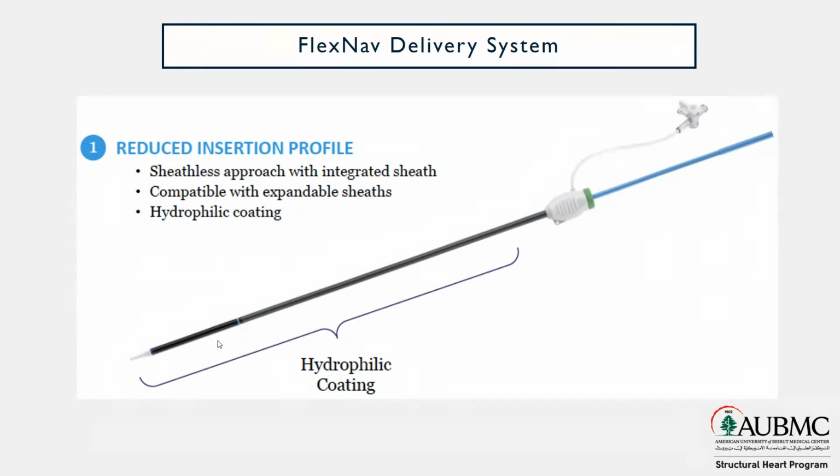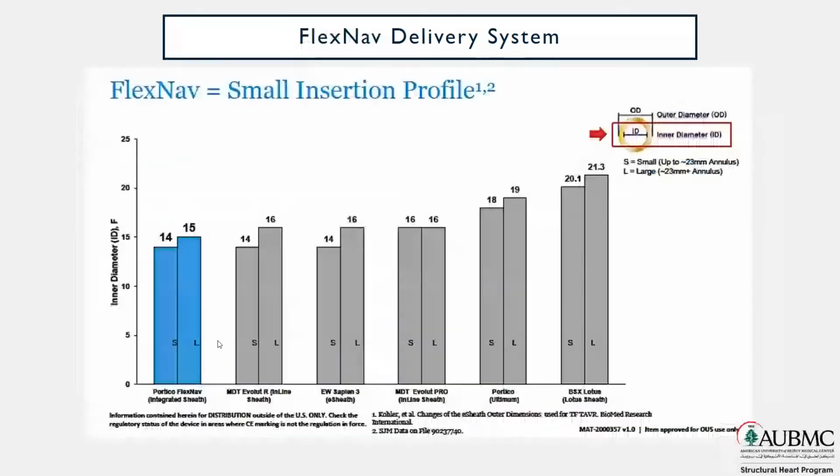So just a quick update about the FlexNav delivery system. What's new about it, that has a very reduced insertion profile. It's sheathless system like the Medtronic system, like the Evolut R and Pro, and it has a very hydrophilic coating. So in the TAVI world, this is the smallest inner and outer diameter. It's 14 for the 23 and 25, and it's 15 for the 27 and the 29. So as the inner diameter, it's the lowest in the market, smaller than the Evolut R system.